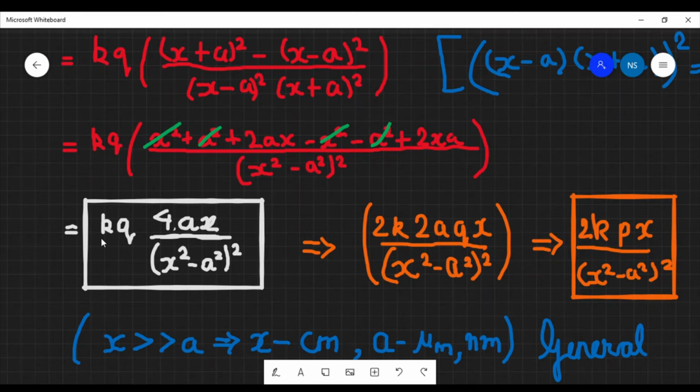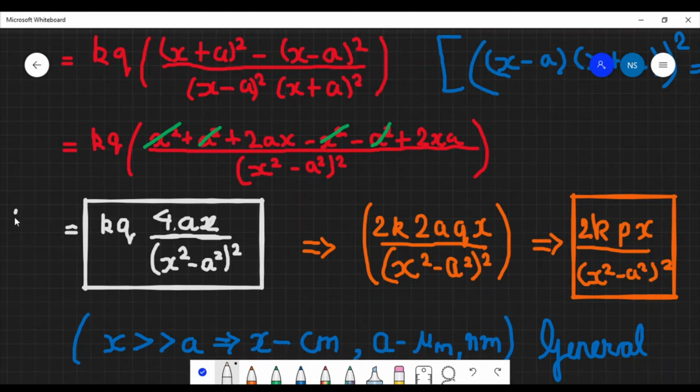Now this we got for E net, and we can write this E net as E axial also. We can further simplify this by taking 2 out of the 4, 2 outside. This k will stay here only. This q we can send inside. So we will get 2aq and then x.